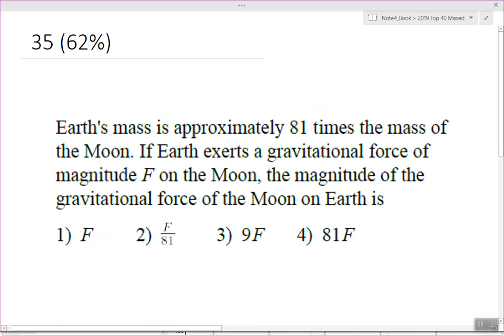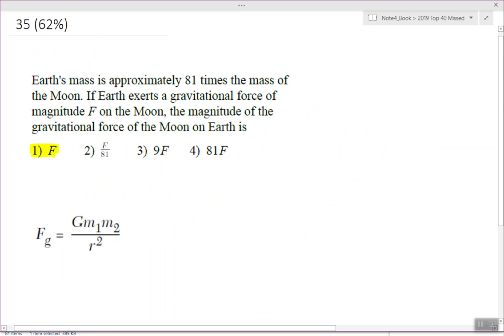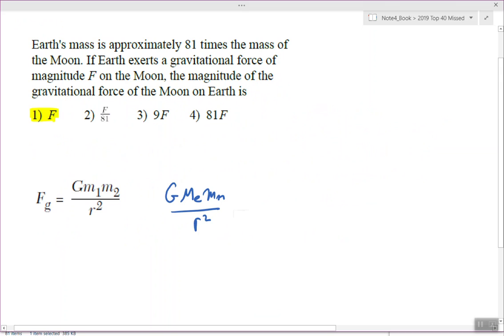35. Newton's third law alert. This question is really about Newton's third law. It's not actually about gravity. The Earth pulls on the moon, but the moon pulls on the Earth just as hard as the other way around. So if this is the force of the Earth on the moon, this is the force of the moon on the Earth. They are the same magnitude. They're Newton's third law pair.